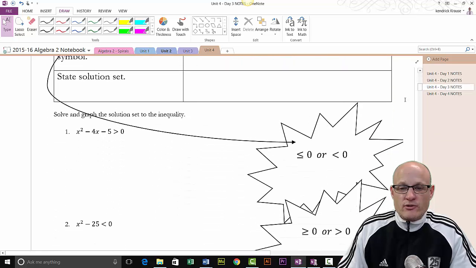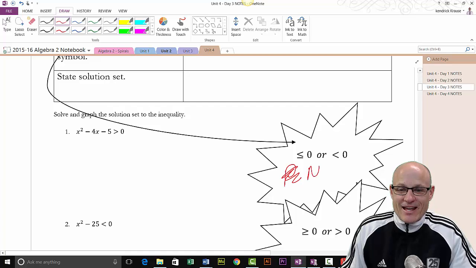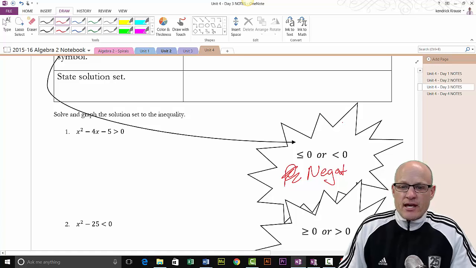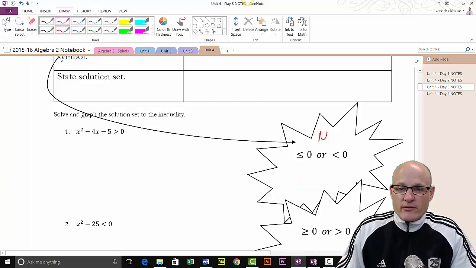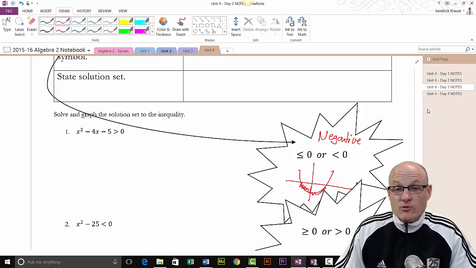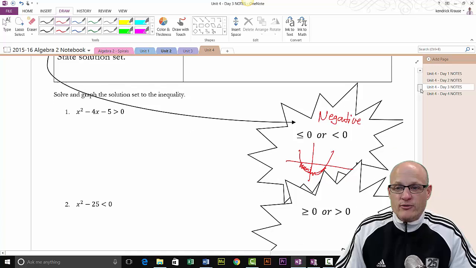Now, this is what I wanted to talk to you about. Less than 0 is negative, or negative or 0. So we're looking for where it is negative. As far as what we mean by this, we're looking for negative stuff. In terms of a quadratic, it is negative when it is below the x-axis. That's when a quadratic is negative. That's when the y values are negative.